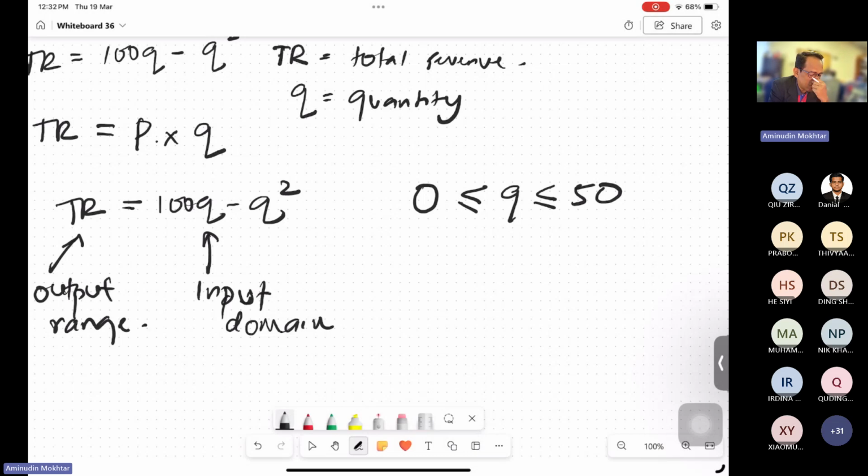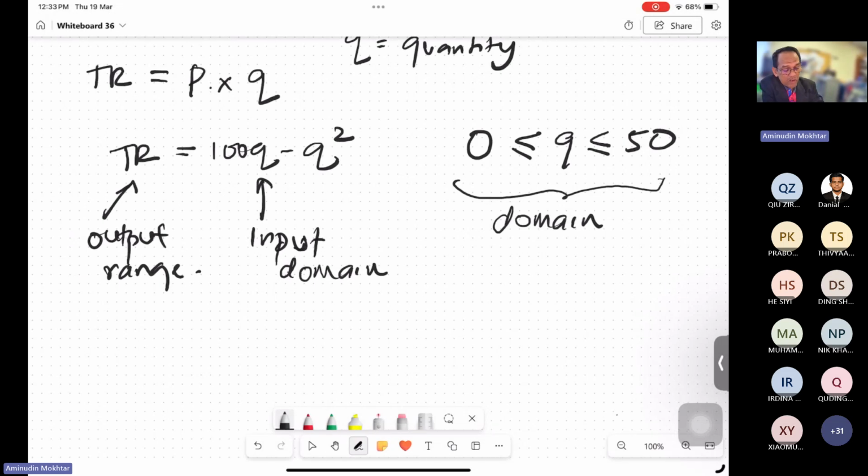To be specific, based on the question, if the maximum value of Q is 50, we can also say that the quantity is between 0 and 50. So this is the domain, because Q is the input. The set value of the input, the set value of Q, is the domain. We can say that the value of Q is between 0 and 50.